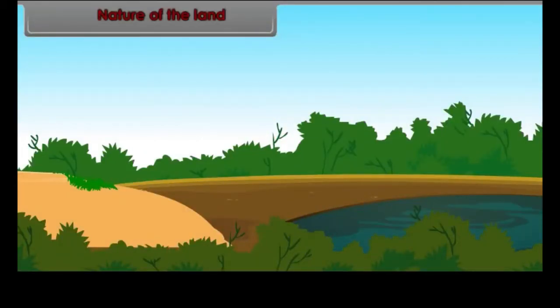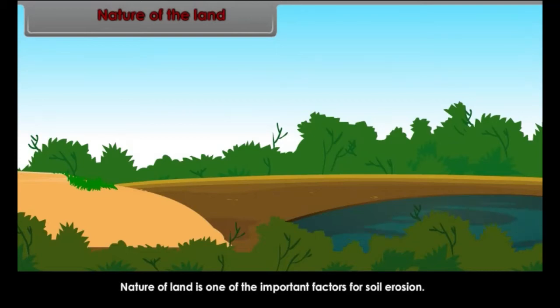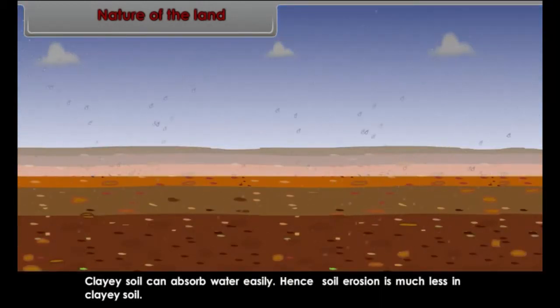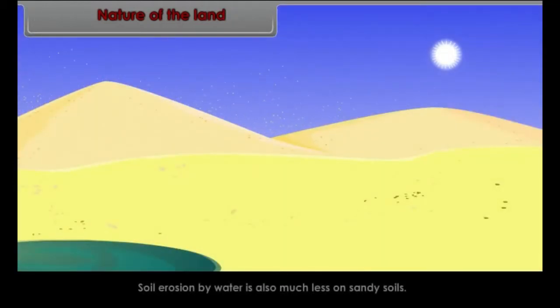Nature of the land. Nature of land is one of the important factors for soil erosion. Clay soil can absorb water easily. Hence, soil erosion is much less in clay soil. Soil erosion by water is also much less on sandy soils.